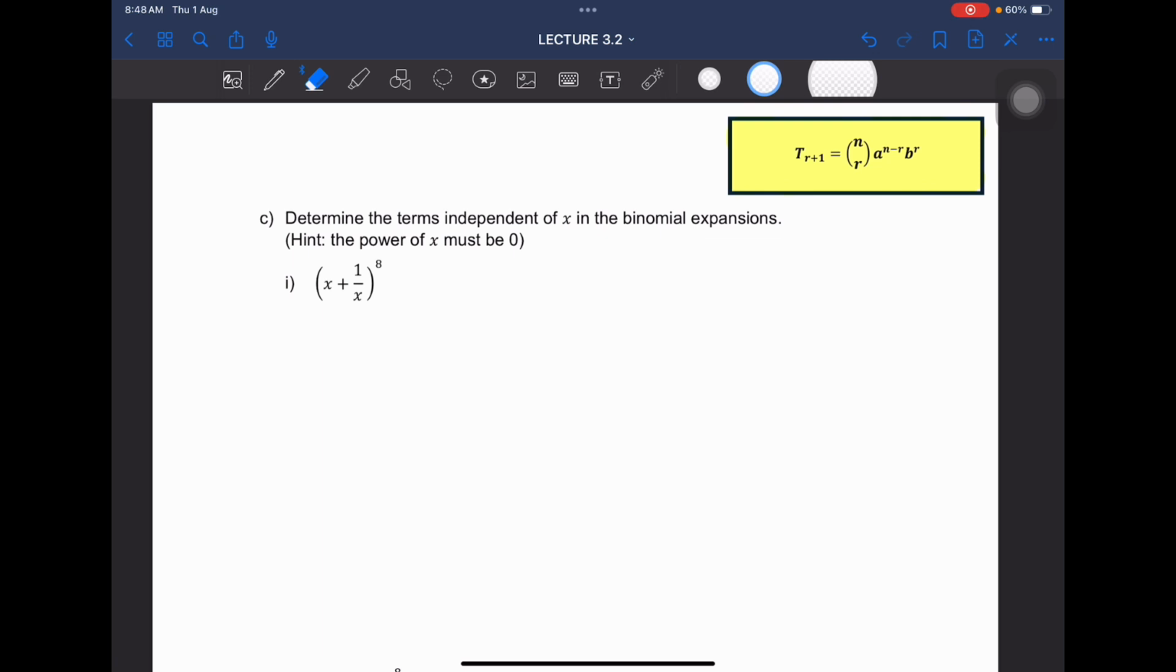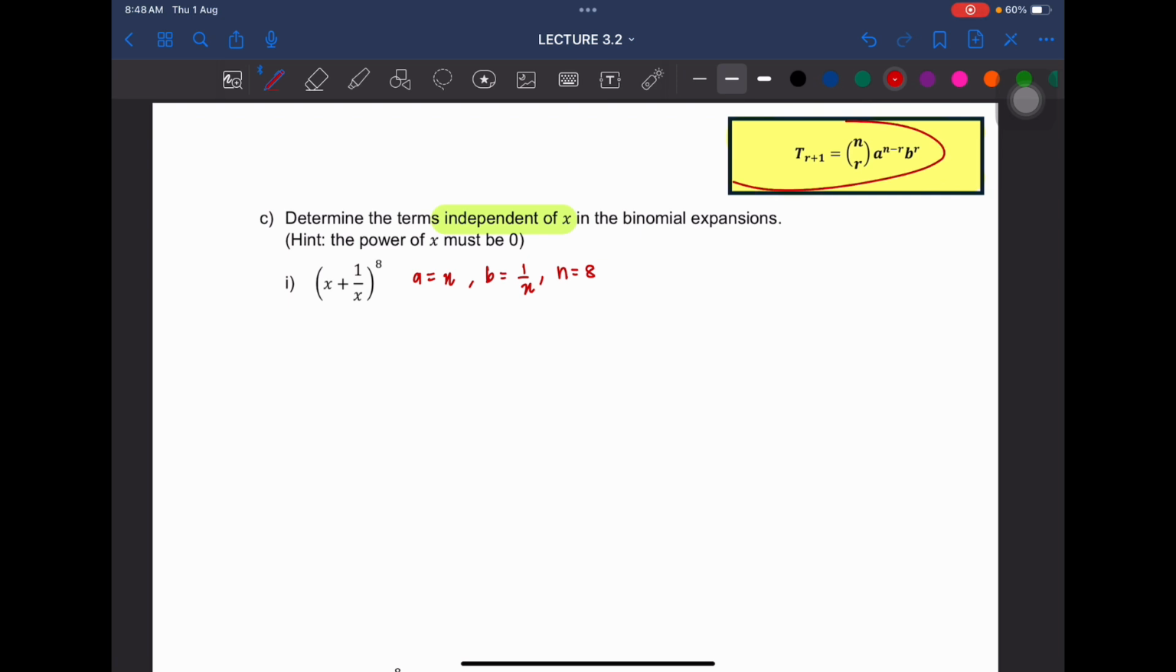So you need to determine the term independent of x. So what does it mean? You have to find the term that doesn't have x in your term. So how do we do it? First, of course, you need to extract the info first. So you have a equal to x, your b is 1 over x, and your n is equal to 8.